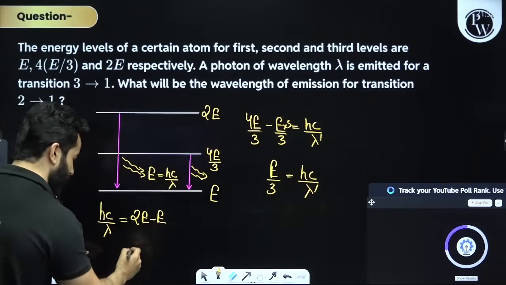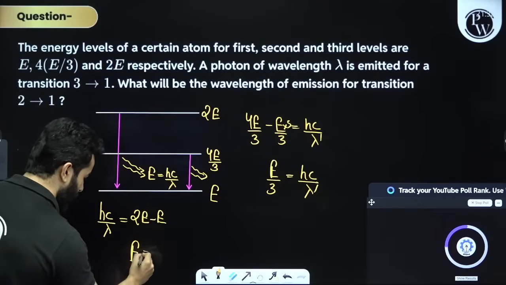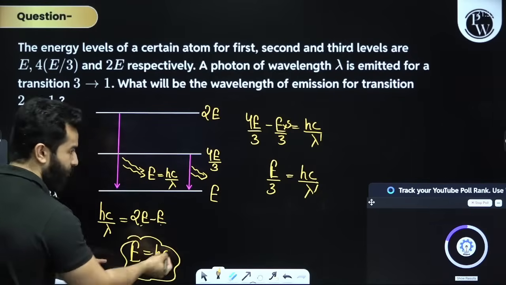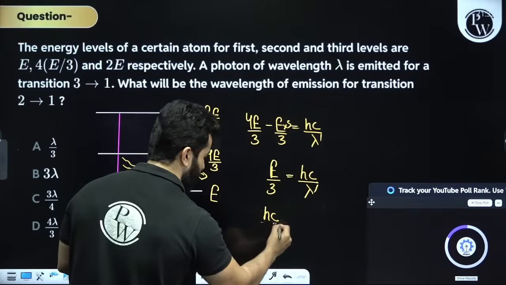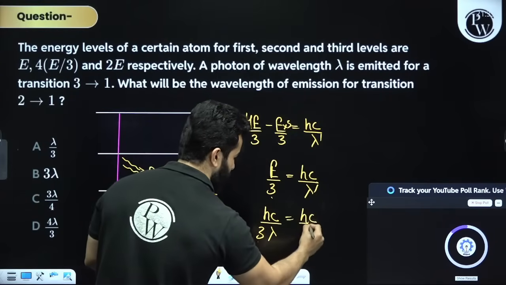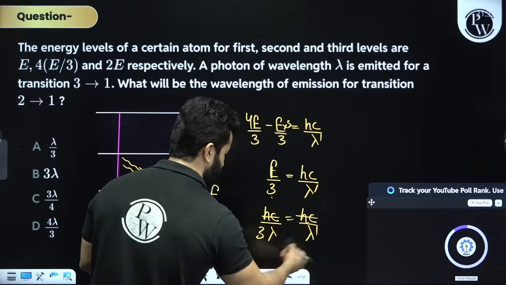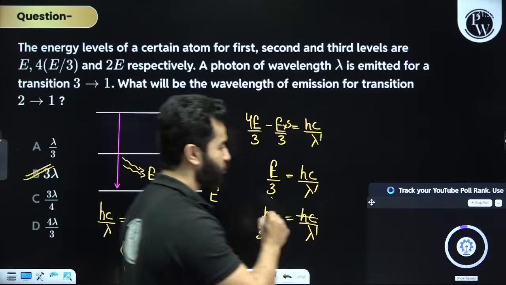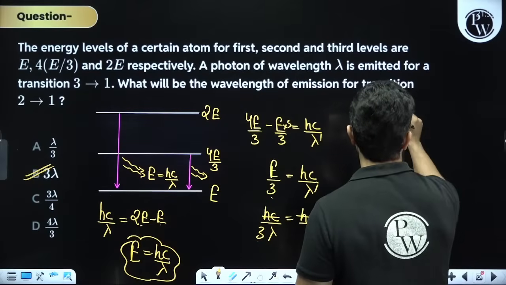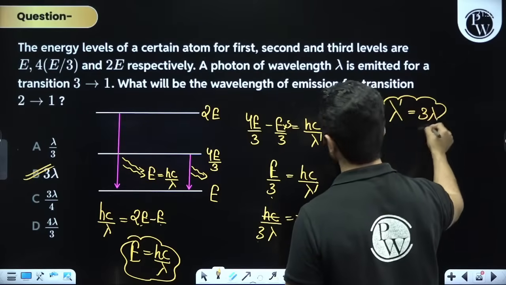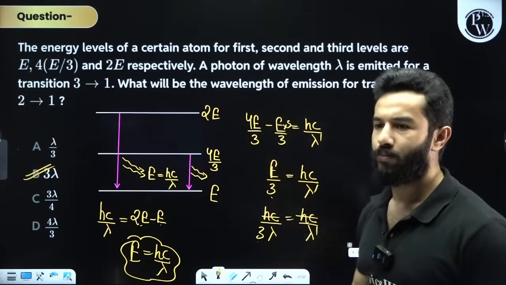Instead of E, I can write it down as hc by lambda, right? 2E minus E is E. That means instead of E, I can write down hc by lambda. I have got already 3 over here. This is hc by lambda dash. hc cancels out. Lambda dash equals 3 lambda, dosto. Lambda dash is equal to 3 lambda. Clear? Option number B. Option number B in the chat box.